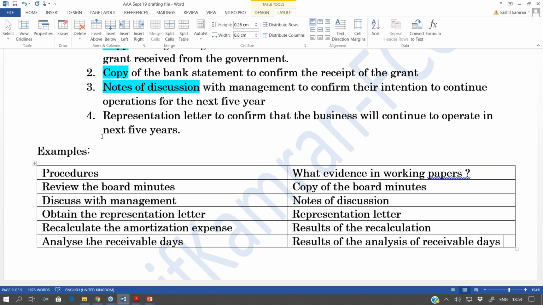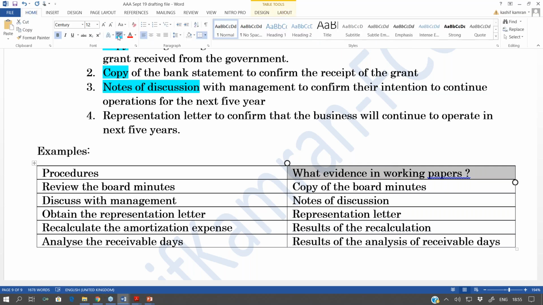That on the left hand side, we have procedures, but please, you need to understand something, because there are some questions coming from students which I'm monitoring, and I'll try to answer at the end of the session. When you look at the column on the left, try to ask a question to yourself. What evidence in working papers? This is the question you need to ask yourself. Now, if I say review the board minutes, ask yourself what evidence in the working paper file. Discuss with management, what evidence in the working paper file.